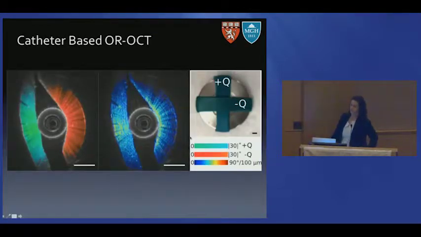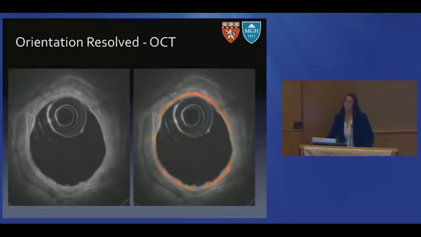This is just a validation of that. We have a stretched rubber phantom over this metal disc here. And you can see that we nicely can make out the longitudinal versus the circumferential orientation of the rubber phantom. But this was a big advancement in OCT imaging of birefringence in vivo.